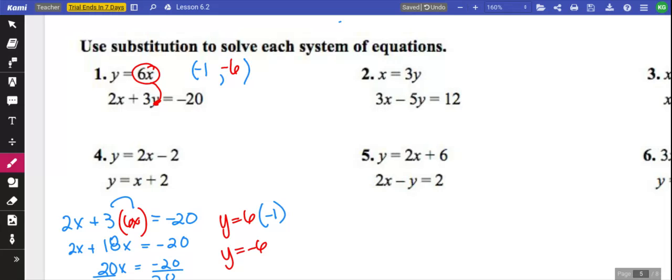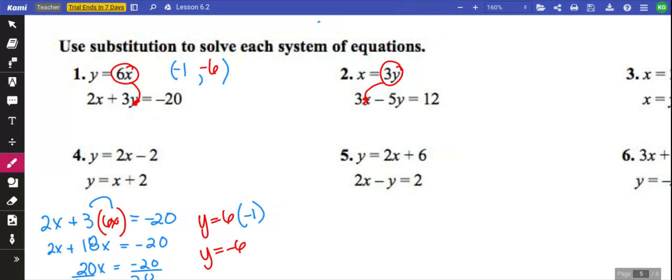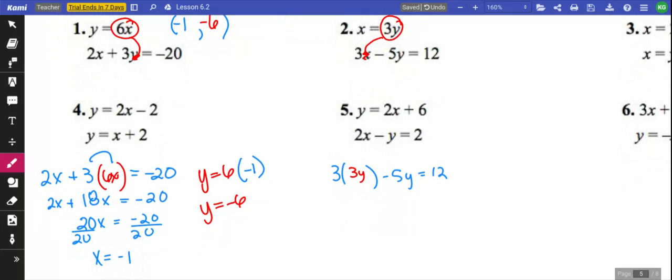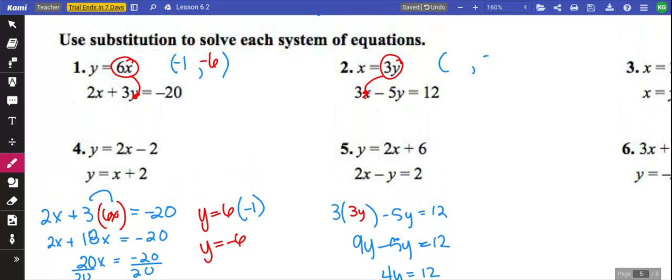Okay, number 2. It tells me that x is equal to 3y. So I'm going to put 3y in the x place. So I'm going to rewrite that second equation as 3, and then instead of x, I'm going to substitute in the 3y minus 5y equal to 12. Now I've done it correctly because now my second equation only has one variable. So when I distribute, that would give me 9y minus 5y equals 12. Combine like terms, 4y equals 12. Divide by 4, and we know that the y term is now 3.